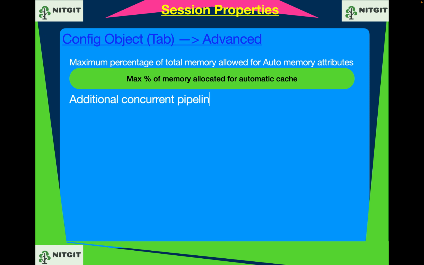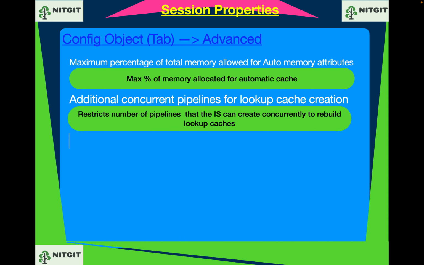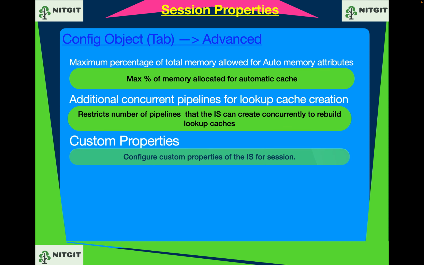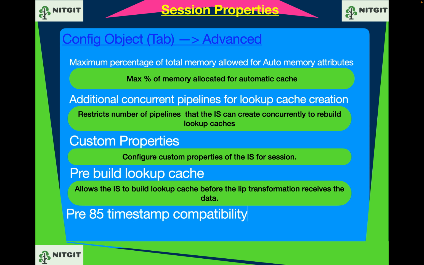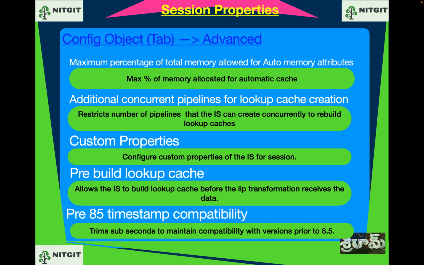Let us see the next one. Maximum percentage of total memory allowed for auto memory attributes. This is the first time I'm looking at it. Additional concurrent pipelines for lookup cache creation, custom properties, pre-built lookup cache, pre-85 timestamp compatibility. I have been looking at this for the first time. Okay, custom properties are important, whereas others we never change in our lifetime.